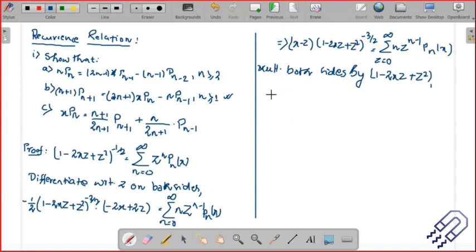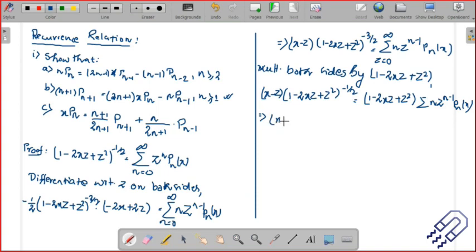If you multiply it on this side, this is x minus z, and this would be multiplied, that means minus 3 by 2 plus 1, this is same, plus 1. So this would be 1 minus 2xz plus z square to the power minus half is equal to, I will take it outside the summation, x minus z multiplied by summation n z to the power n minus 1 p n x. Done.